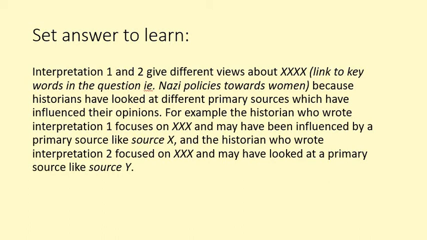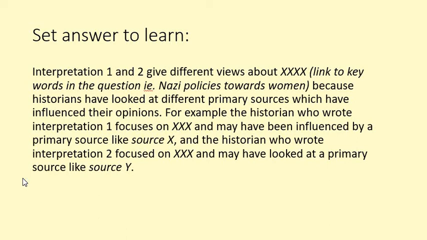So if, for example, source B focuses on women being mothers and staying at home, then you would link that to interpretation 2 because that is arguing that women should stay at home and be mothers. Source C was the factory worker picture, and that's highlighting that women are working. And interpretation 1 highlights that women need to go to work and that the Nazi policies were not very successful. So that's how you would match them up.